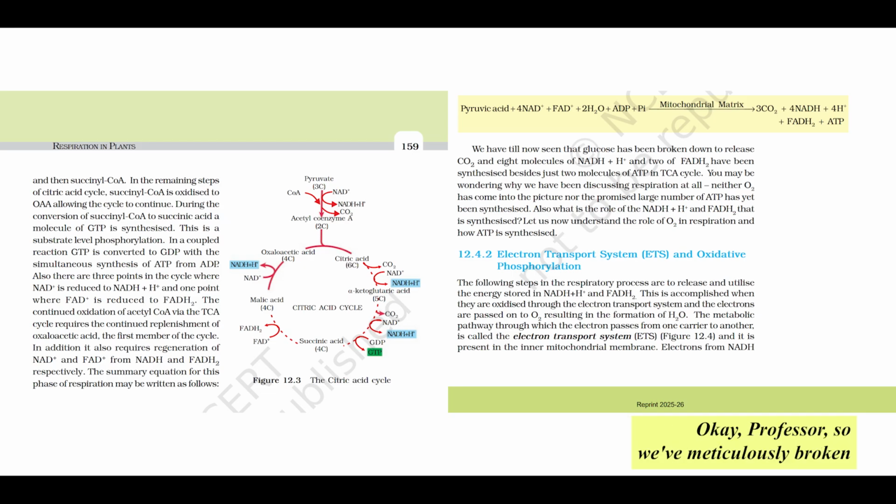Okay, Professor, so we've meticulously broken down glucose completely to CO2 by the end of glycolysis and the Krebs cycle. And we've generated a lot of those high-energy electron carriers, NADH and FADH2, plus a little ATP directly. But I still haven't seen much oxygen being utilized directly in these steps, nor the large number of ATP molecules that was promised for aerobic respiration. What's the real role of all this NADH and FADH2, and where exactly does oxygen come in to yield that huge energy boost we talked about? This seems like the final critical piece of the puzzle.